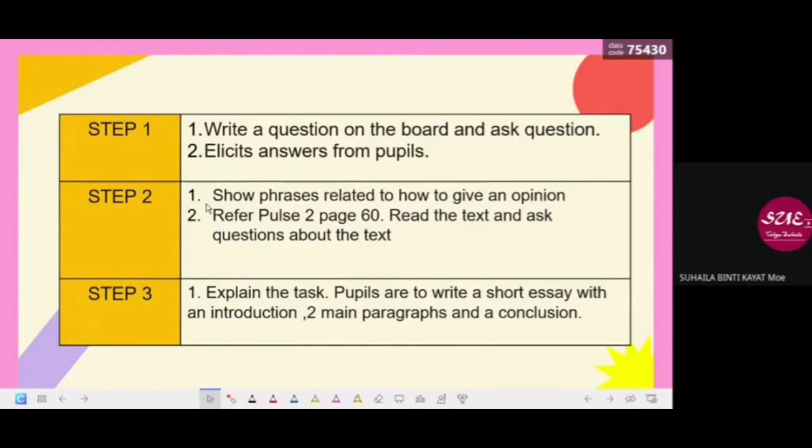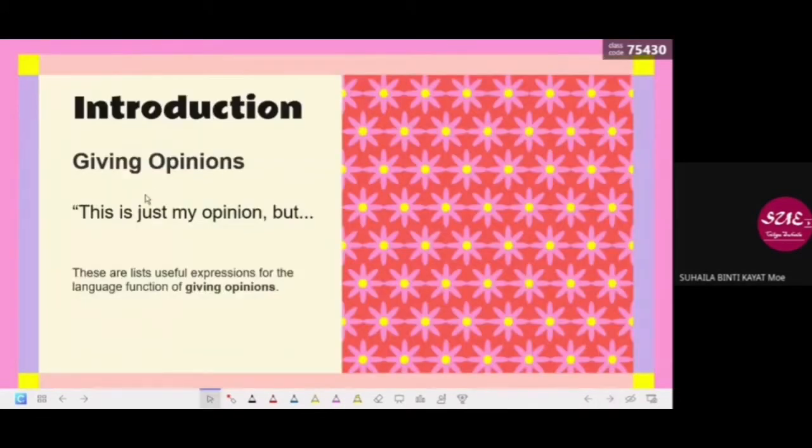Never mind. Okay, we go to step 2 nanti and step 3. Right? Okay. If you look at this phrase, we start with this, introduction, giving opinions, because today we are going to write an essay about giving opinions.